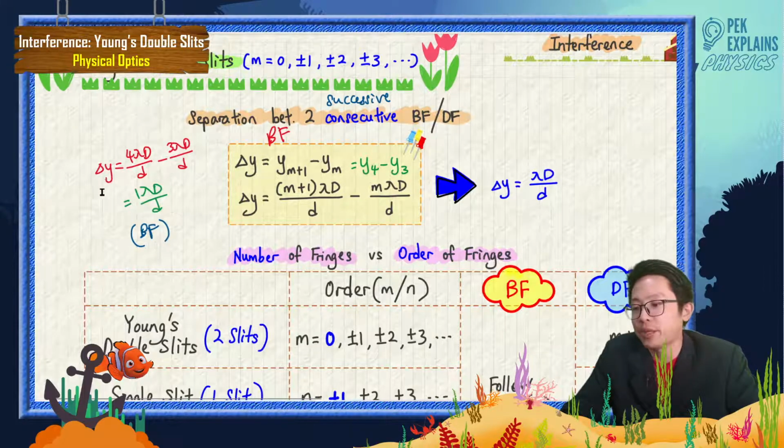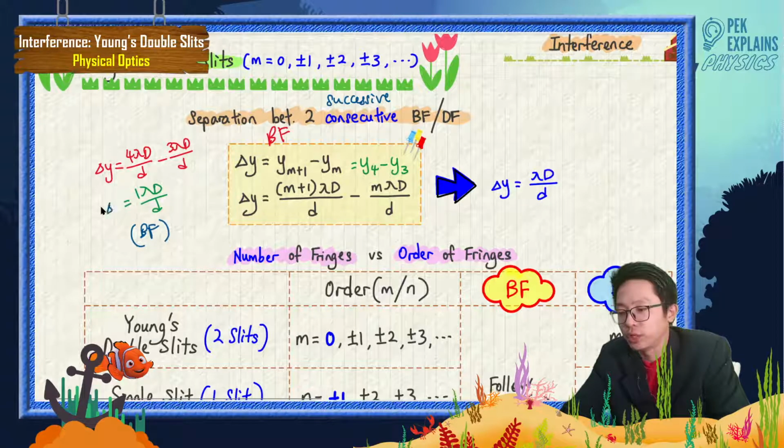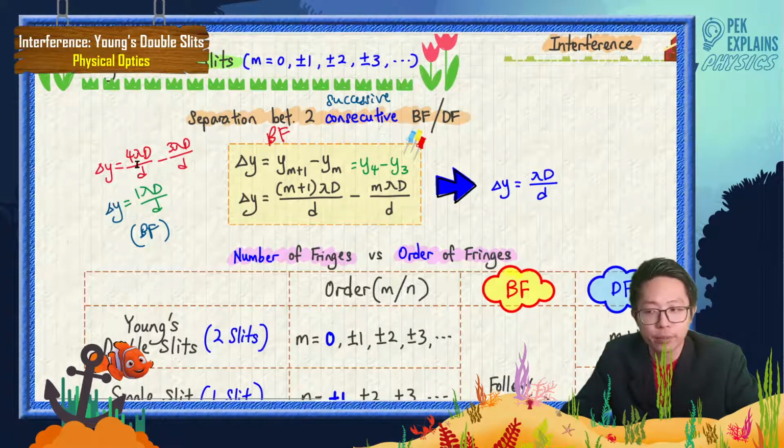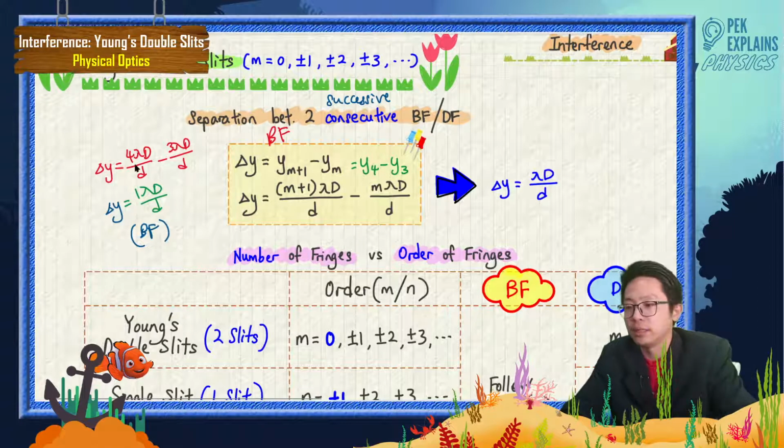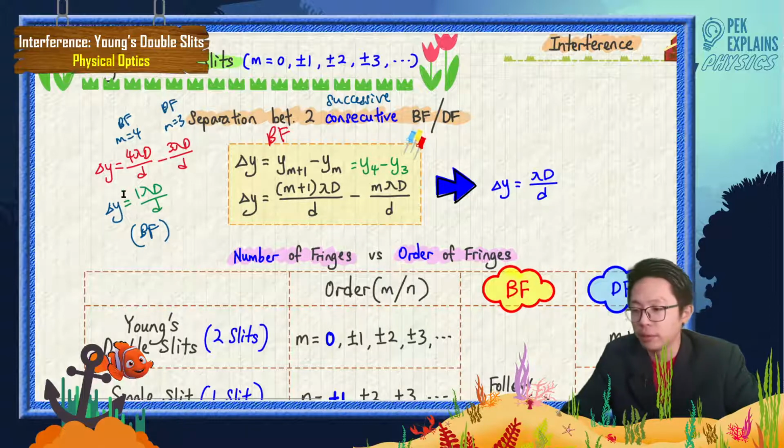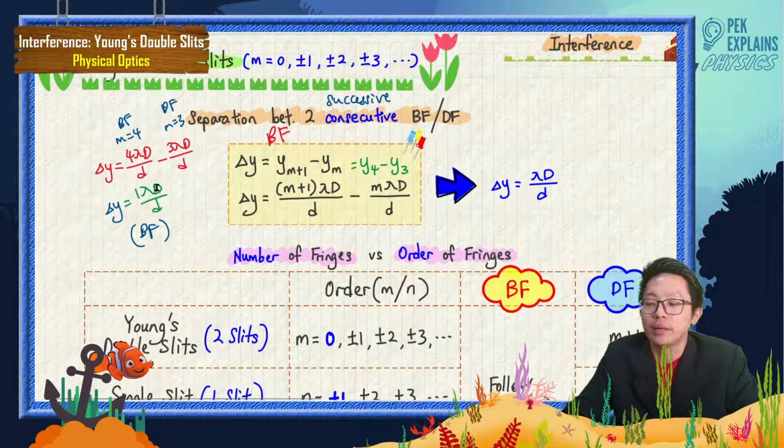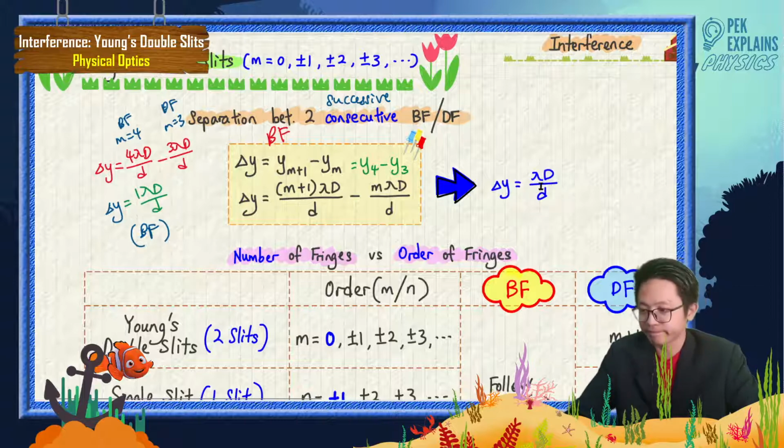So the separation between the two consecutive bright fringes, this is the fourth order bright fringe and this is the third order bright fringe, the separation between them is lambda D over d.